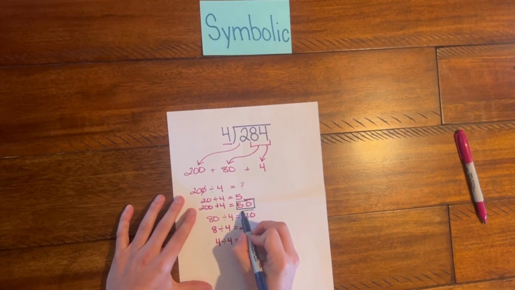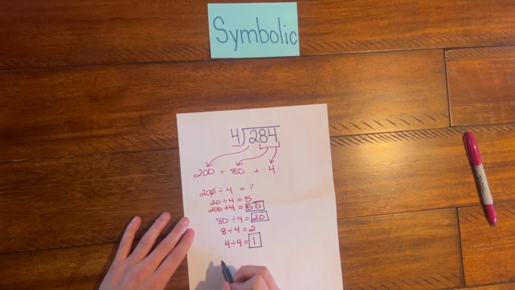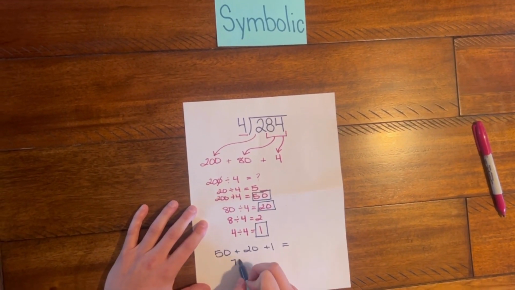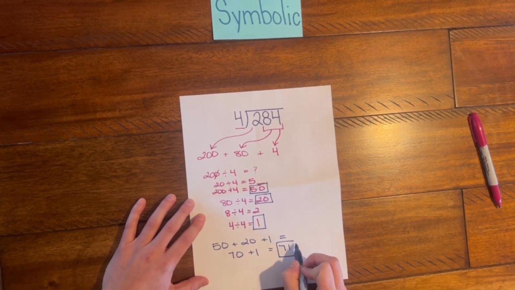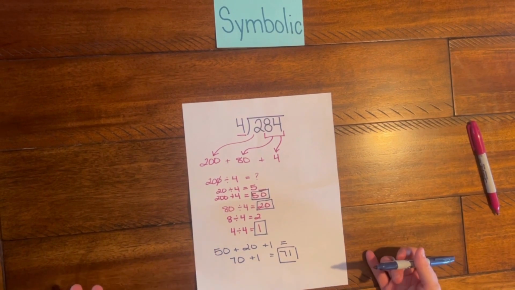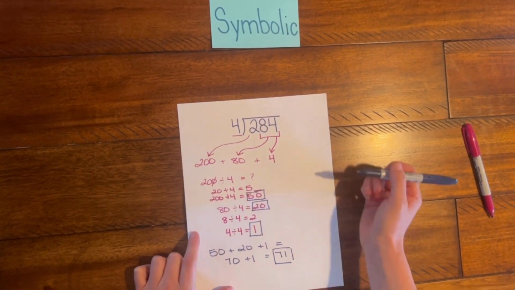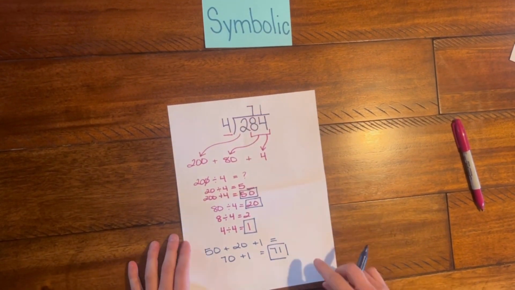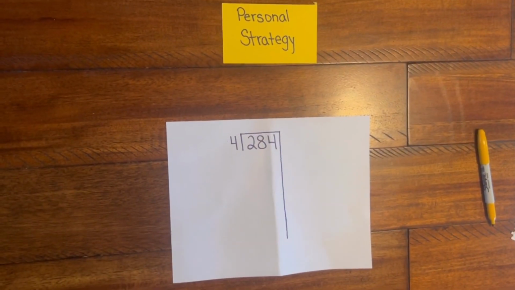So then I'm going to take those numbers that I had got, and I'm going to add them together. So I'm going to go 50 plus 20 plus 1, which I know is 71. In order to check, I'm going to think, does 4 go into 2? No. 4 goes into 28 7 times. 4 goes into 4 1 time. So that's how I just checked my answer.